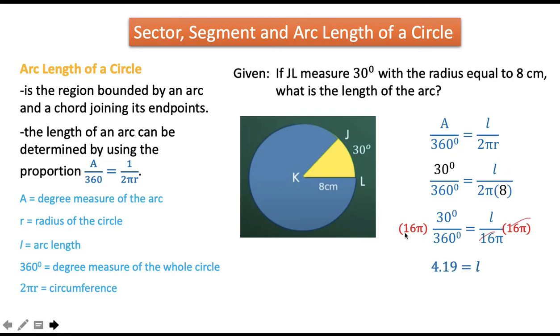Then multiply 16 times the approximate value of pi, which is 3.1415, times 30 divided by 360, and we can get 4.19. And that is the approximate value of the arc length of this given circle, 4.19 centimeters.